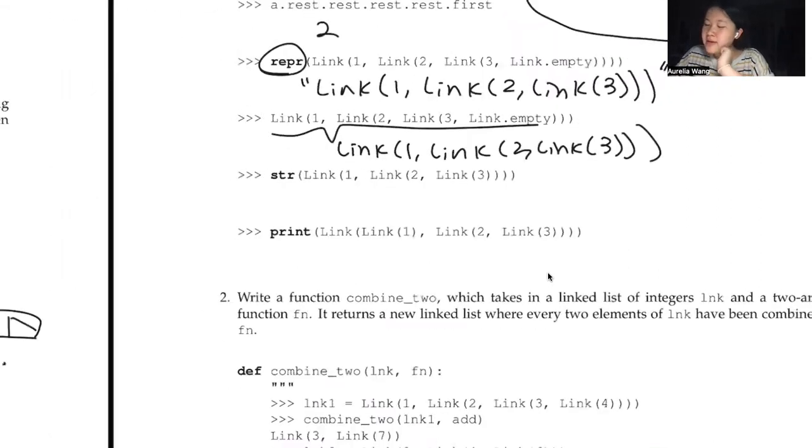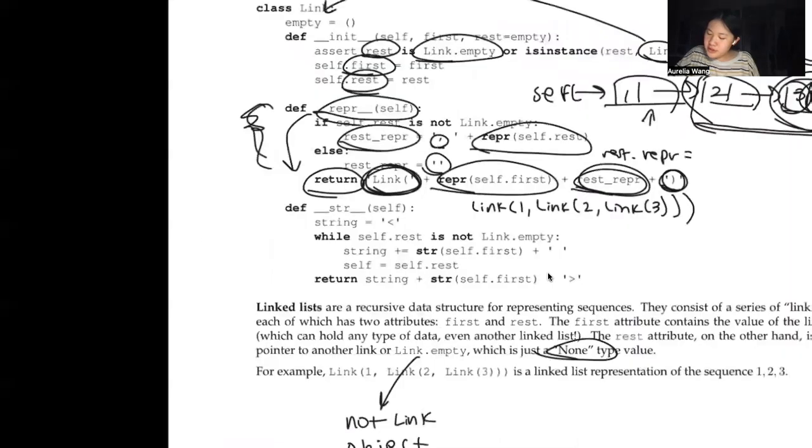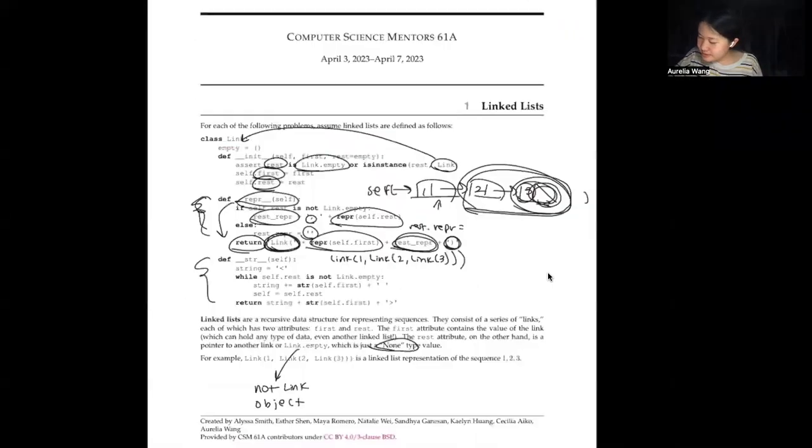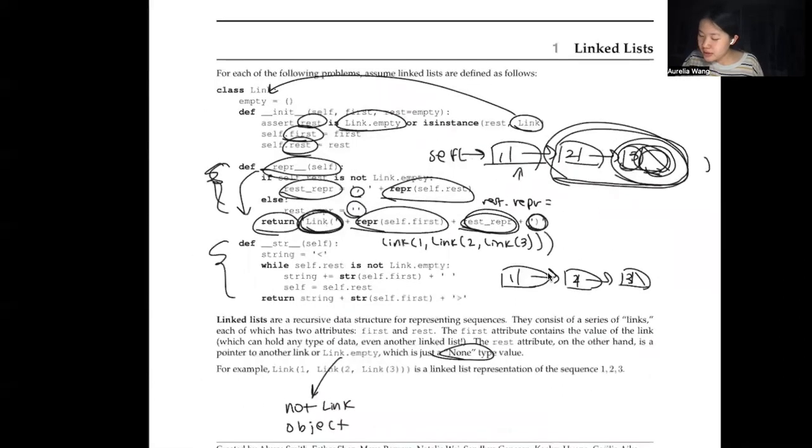Okay, now we're going to go into the string side of things. So this is Link 1, Link 2, Link 3. And now let's go to our function over here. And I'm just going to draw this function pointer. Okay, so this is an iterative function now. So we're going to start with the string equals this, and we're going to start building up on it.